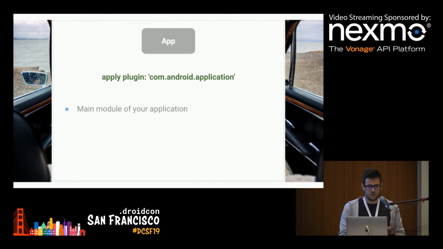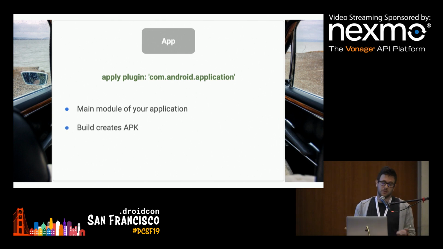The output of the main module of your application, when you click play, is an APK. It can also output an AAB, which is an Android app bundle, which I won't be explaining today.